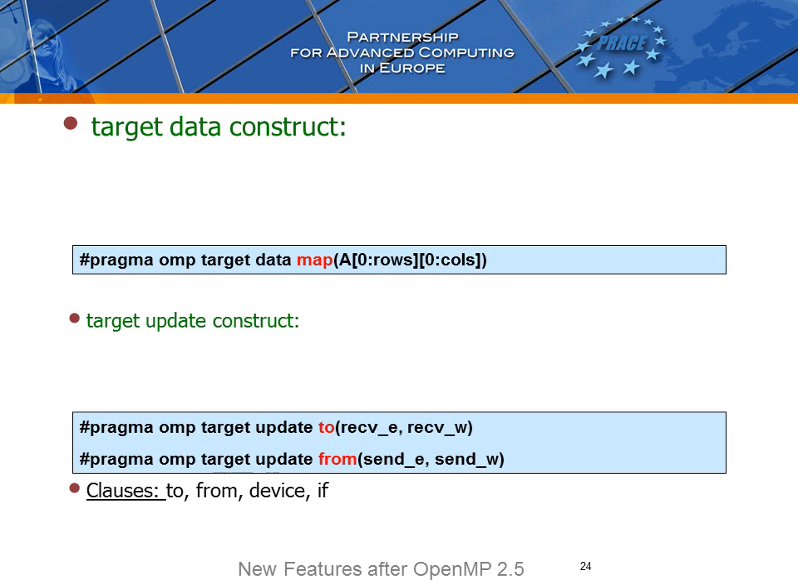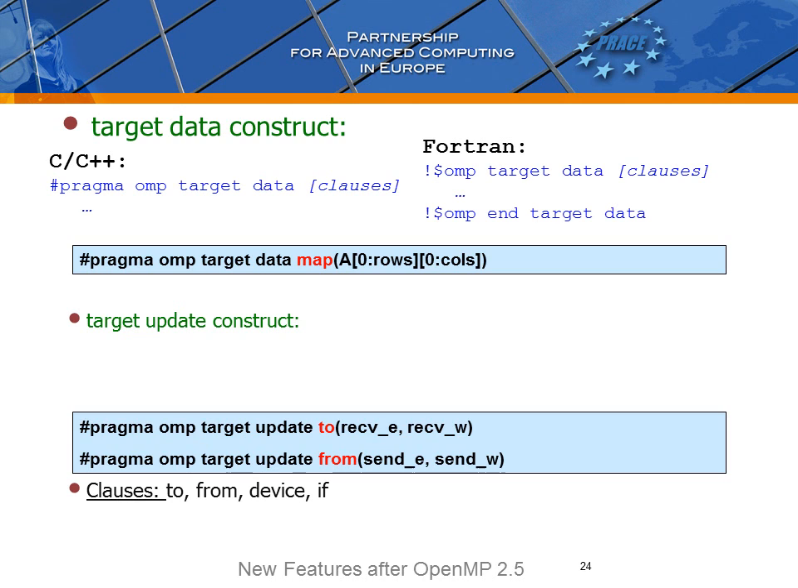The target data construct creates a device data environment for the extent of the region. Clauses are the same as with the target construct. Note that the list items that appear in a map clause may include array sections, as you can see in the example.